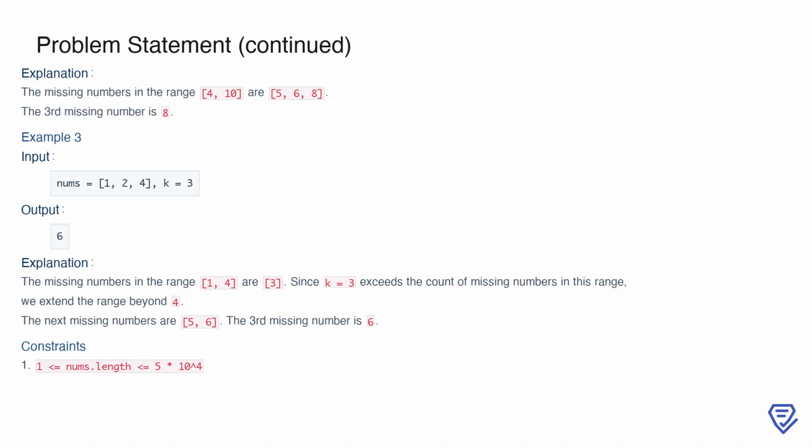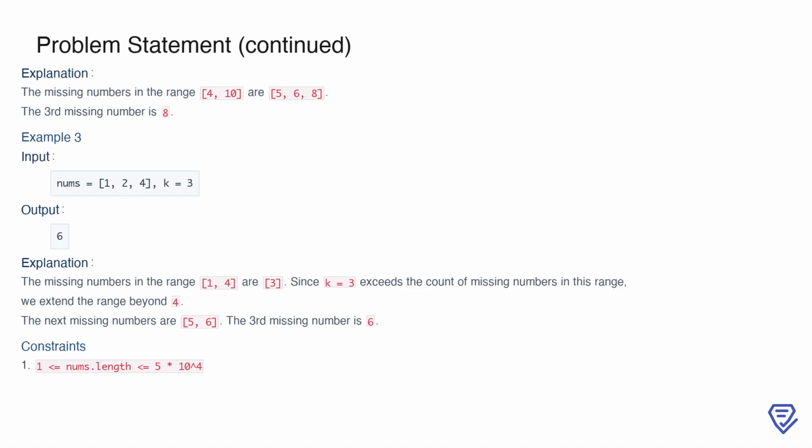This time, the input array is nums equals [1, 2, 4], and k equals 3. The range defined by the array is 1 to 4, and the only missing number within this range is 3. However, since k equals 3 and there is only one missing number in this range, we need to continue searching beyond the end of the array, which is 4. The next missing numbers after 4 are 5 and 6. So, in total, the first three missing numbers are 3, 5, and 6. The third missing number in this sequence is 6, and that is the output.